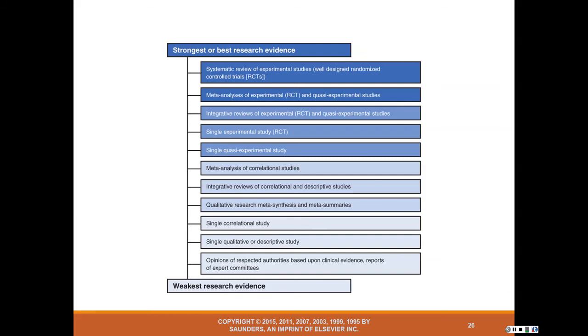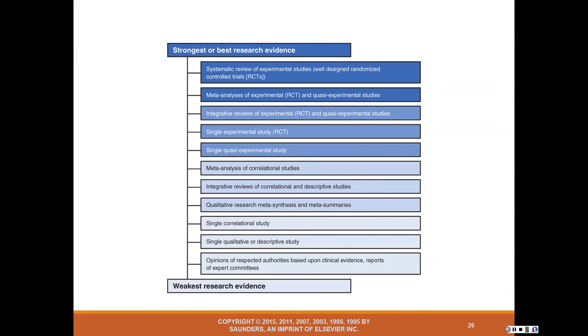Going up the ladder here, qualitative research, meta-synthesis and meta-summaries. Integrative reviews of correlational and descriptive studies. Higher than that would be meta-analysis of correlational studies. The next highest level, you notice the color is changing here. It's getting darker, right? A single quasi-experimental study. A single experimental study, referred to as an RCT. R is randomized, C is control, and T is trial. So an RCT is higher than a single quasi-experimental study.